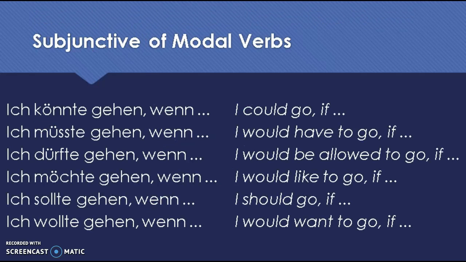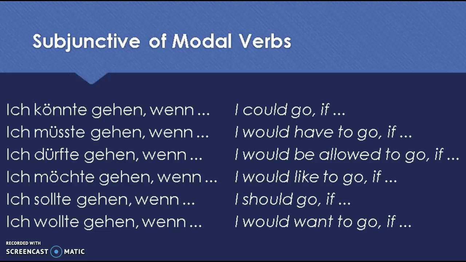As a note, modal verbs have their own forms as well. They look just like the past tense forms, although 4 of them keep their umlaut. So ich könnte gehen, wenn, I could go if. Ich müsste gehen, wenn, I would have to go if. Ich dürfte gehen, wenn, I would be allowed to go if. Ich möchte gehen, wenn, I would like to go if. Ich sollte gehen, wenn, I should go if. And ich wollte gehen, wenn, I would want to go if.